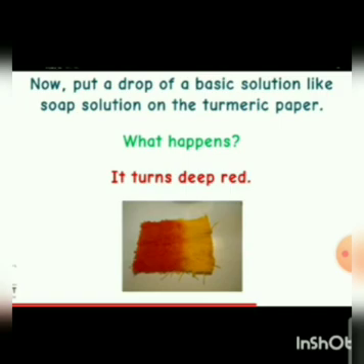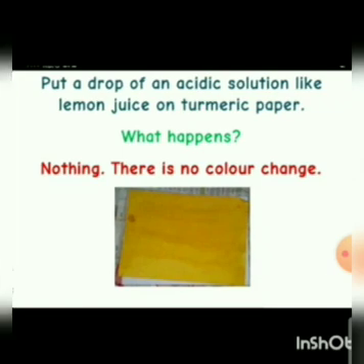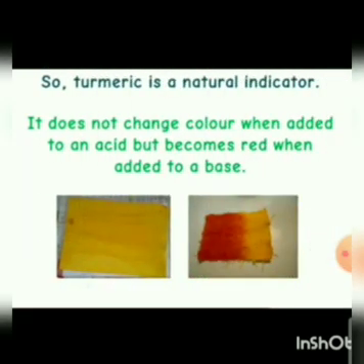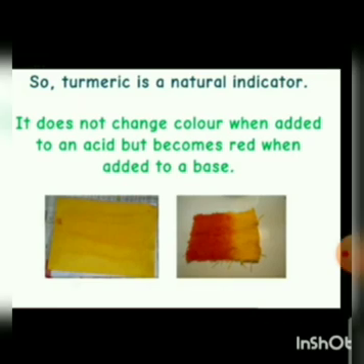Can you see in the picture given below? Now put a drop of acidic solution like lemon juice on turmeric paper. What happens? There is no color change when we put lemon juice on this turmeric paper. So turmeric is a natural indicator. It does not change color when added to acid but becomes red when added to base. So can you see in both the pictures? Yes, there is no color change when added to acid and it becomes red when it is added to base.